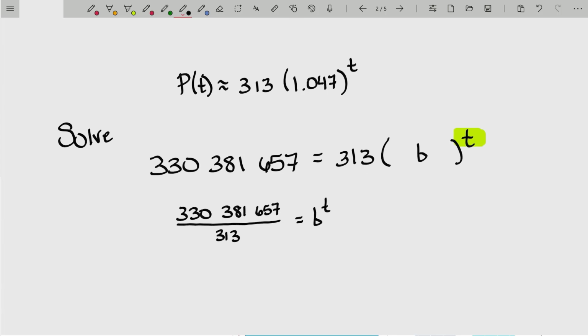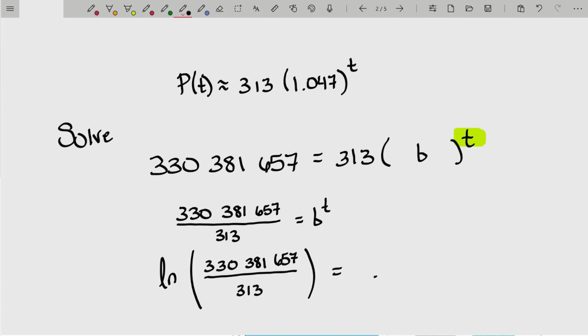So I'll take the log base e of both sides. So the natural log of both sides, just because I want to. It'll give you the same answer, by the way, if you do the log base 10. So it doesn't really matter, but I just want to do the natural log. No other reason.